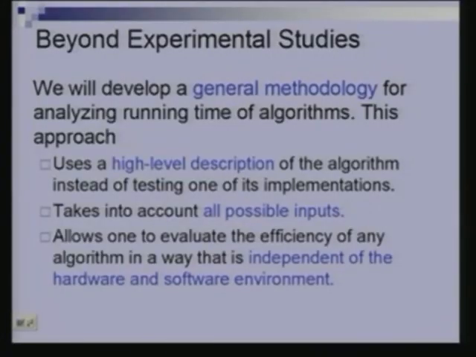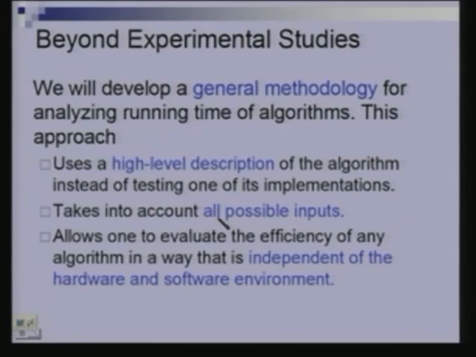So what we are going to do as part of this course, and in fact in this very first lecture, is to develop a general methodology which will help us analyze the running time of algorithms. Okay, and we are going to do it as follows. We are going to first develop a high level description of an algorithm, a way of describing an algorithm, and we are going to use this description to figure out the running time and not implement it or any such thing.